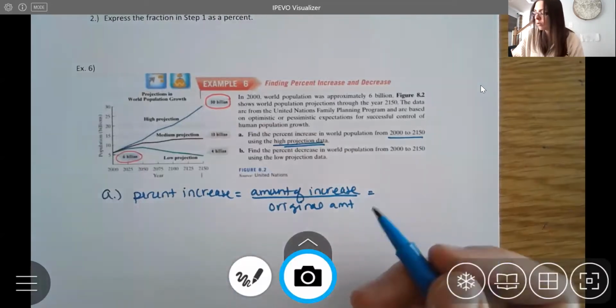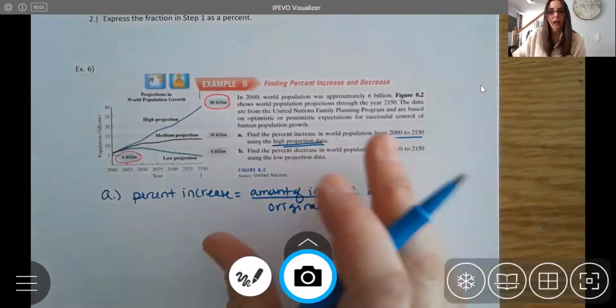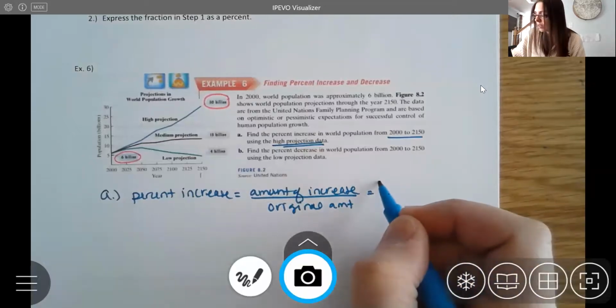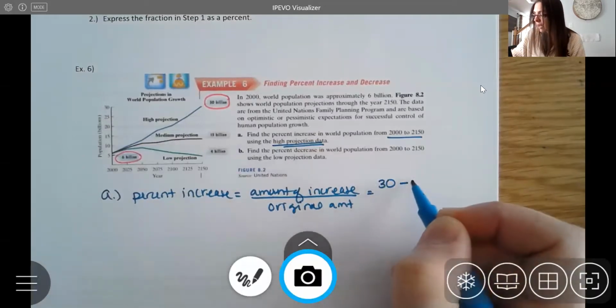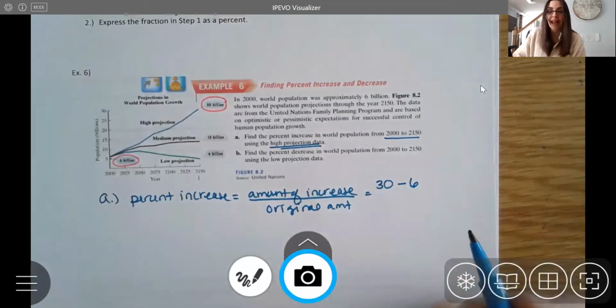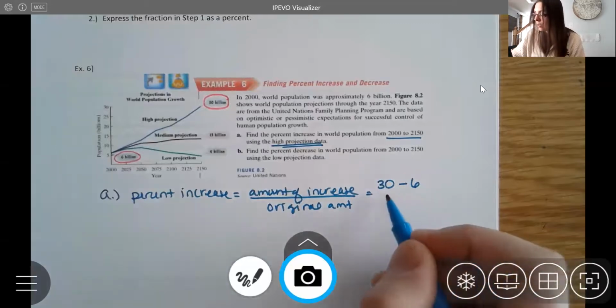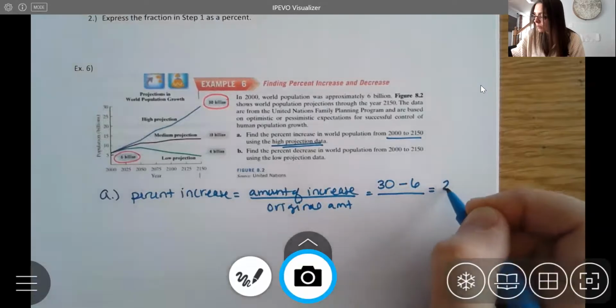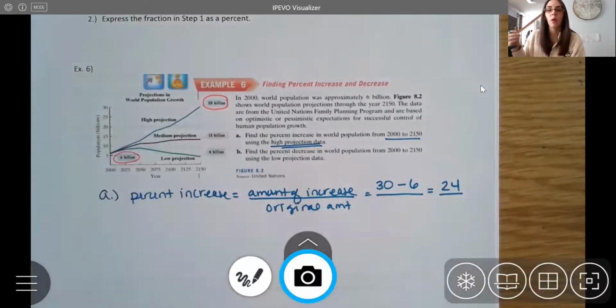So the amount of increase, you need to be careful here. It's not 30 billion. That's not the amount of increase. The amount of increase is the 30 billion minus whatever we're starting with, right? We already have 6 billion. So we need to subtract that out to see the actual change there. So you just want to be careful. So we're changing by 24 billion people.